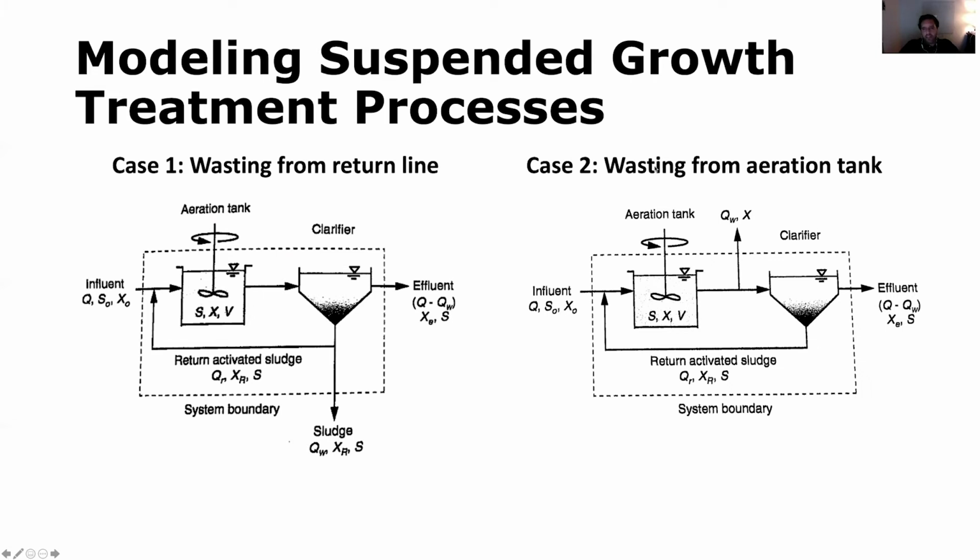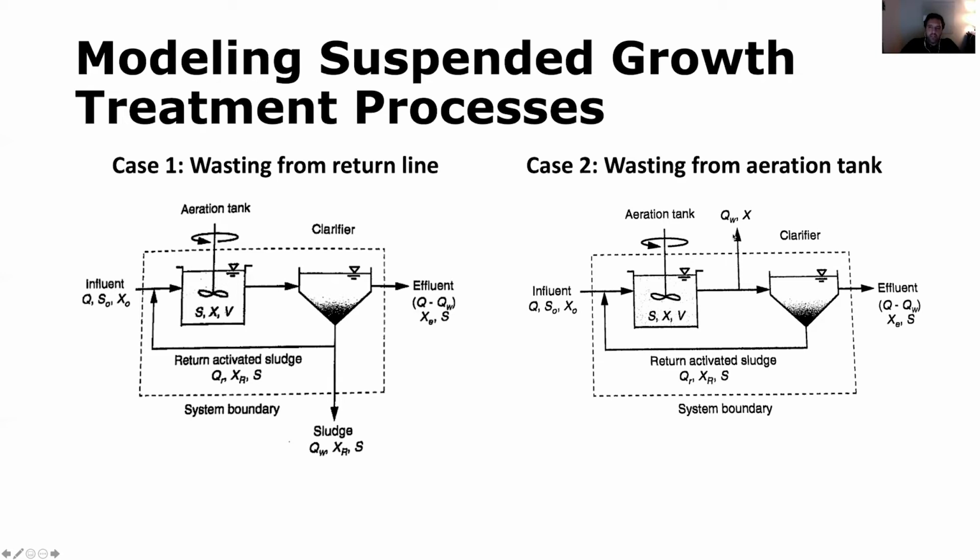We can also have case 2, where instead of wasting happening at the return line, the wasting is happening from the aeration tank or from the effluent of the aeration tank as shown here. So the mass balance in case 2 would be slightly different from the mass balance in case 1.